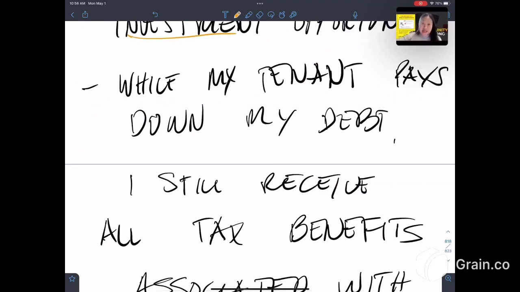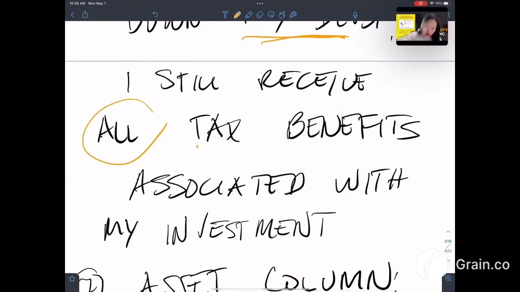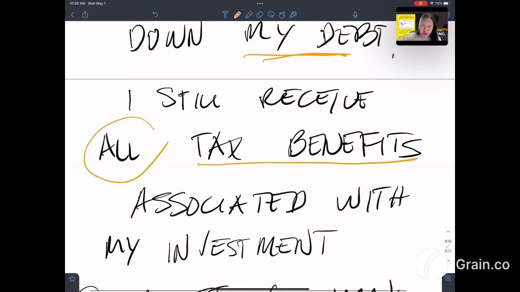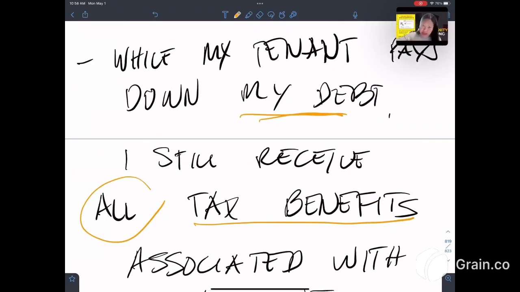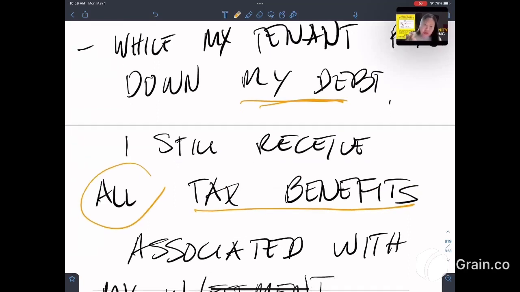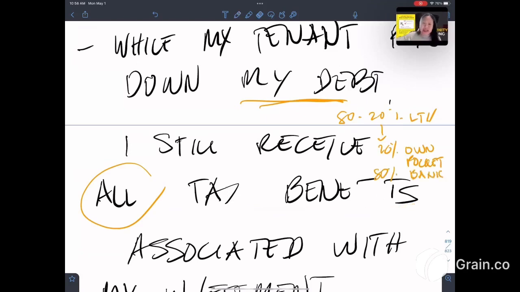While my tenant continues to pay down my debt, I still receive all the tax benefits associated with my investment. And I would also add, while my tenant pays my debt, and remember, this is 20% loan to value, okay? Loan to value. So that means I only paid 20% out of my own pocket, and the 80% is from the bank. So the bank does not get the tax benefit.